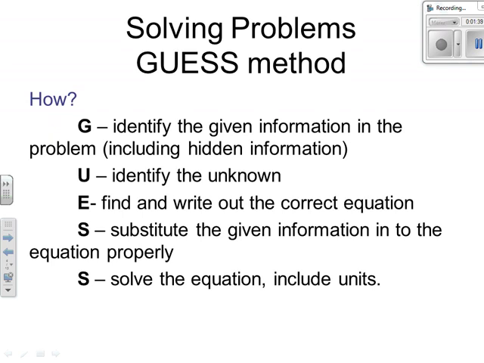Good luck. The U stands for identifying the unknown, so we need to figure out what it is we're solving for. The E is figure out what equation you are going to use. Well, once we list the givens and the unknown, we're looking for the equation with all those letters in it. S is substitute, the other S is solve. Again, this is a fancy way of showing your work.